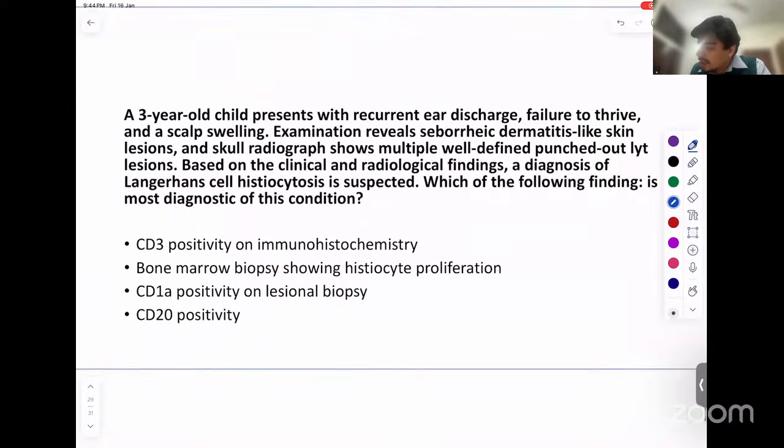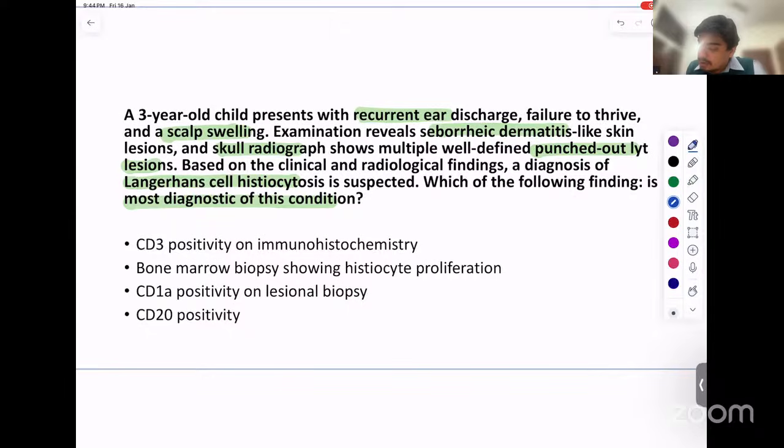Next question. A child comes to you with recurrent ear discharge and a scalp swelling. There is seborrheic dermatitis. Skull radiograph shows punched out lytic lesions. LCH is suspected, which of the following is the most diagnostic? For LCH, you have to do a biopsy. Biopsy has to show you positivity for histiocytic markers.